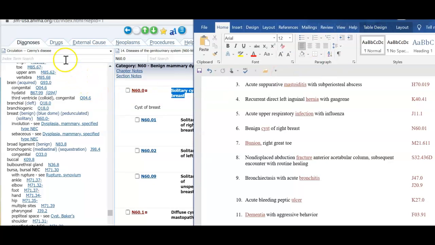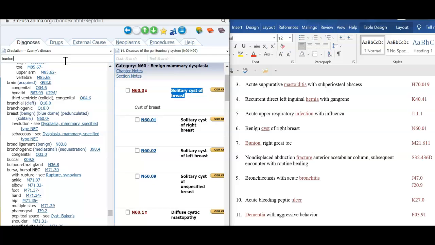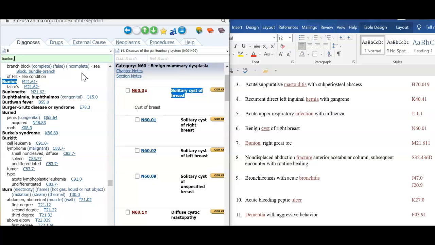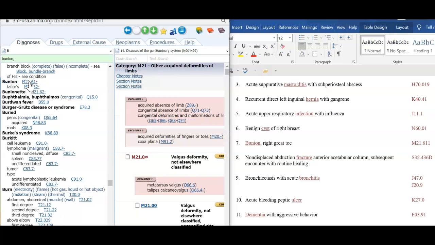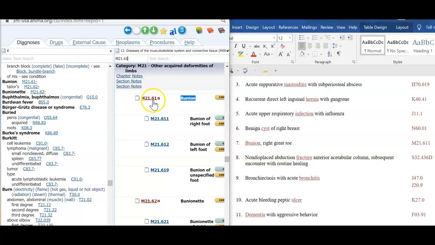All right, so now we have a bunion of the right great toe. So we're going to start off here with bunion. With that, it doesn't say that it was Taylor's, so we're going to go right to, in the tabular, M21.61. Okay, so M21.61. And we know it is of the right. So that's going to be my code, M21.611. That one should have been pretty easy.